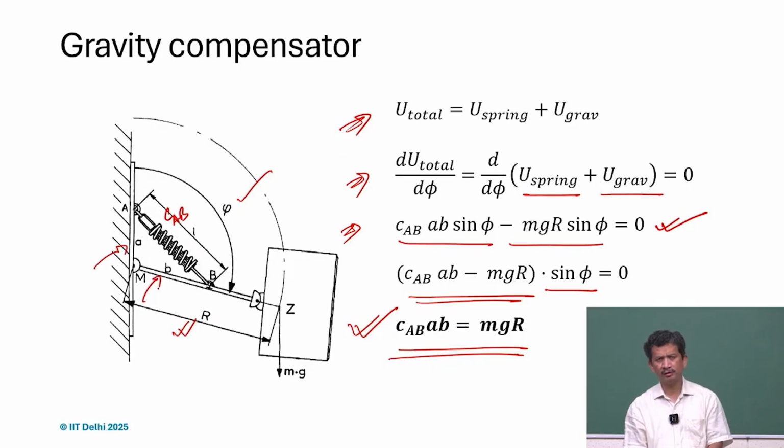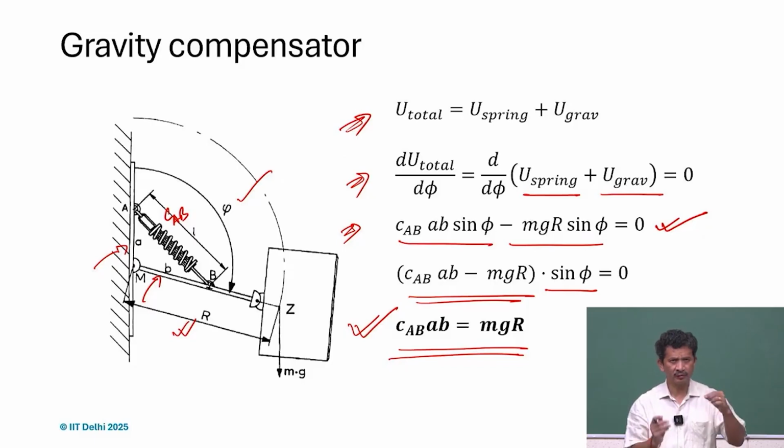So very interesting and very useful formula, very useful condition we are getting. And if we are able to satisfy this condition, C times A times B is equal to mg times the R, the link length where the weight is suspended. So we should be able to get a very good gravity compensator using the zero length spring.